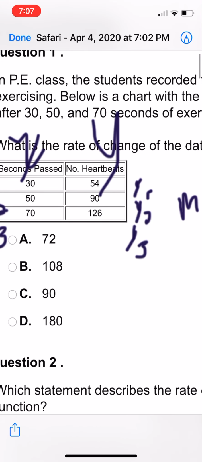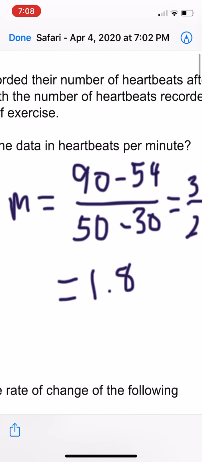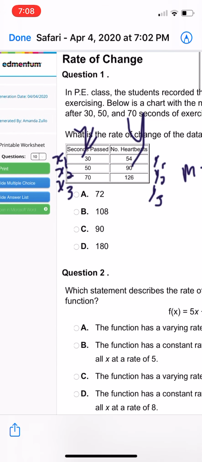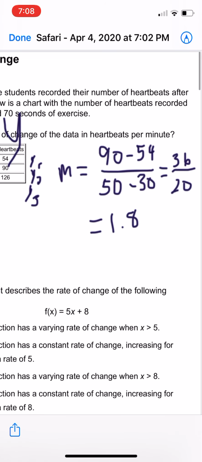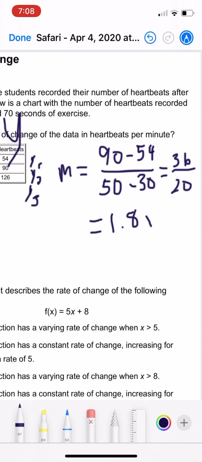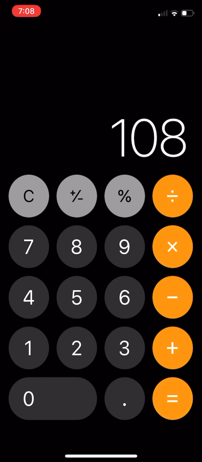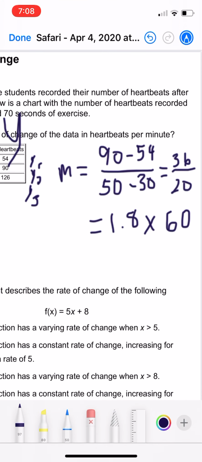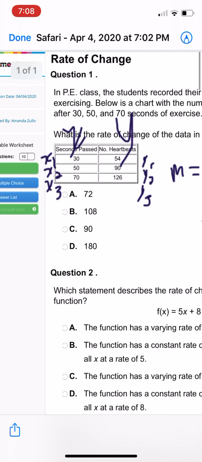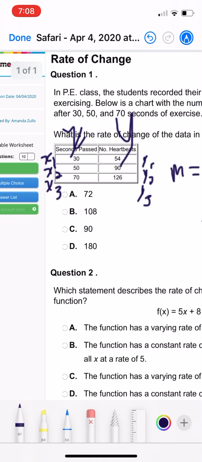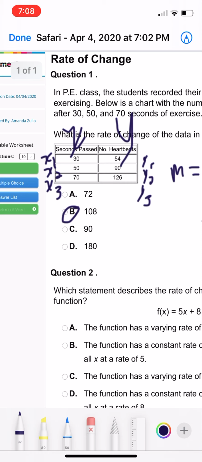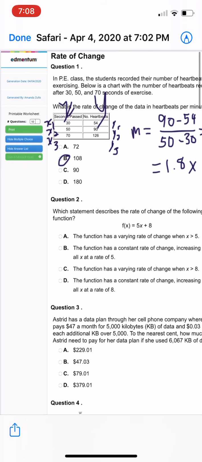So I come back up, and I'm like, why doesn't this work? It says, what is the rate of change of the data in heartbeats per minute? This gives me per second, okay? So I know and you know that there are 60 seconds in a minute. So you take the rate of change per second and you convert it into minutes by multiplying by 60. So you take this 1.8 and you multiply it by 60 to get 108. So your answer here is B. All right. So make sure you read the question because I was a little thrown off too.